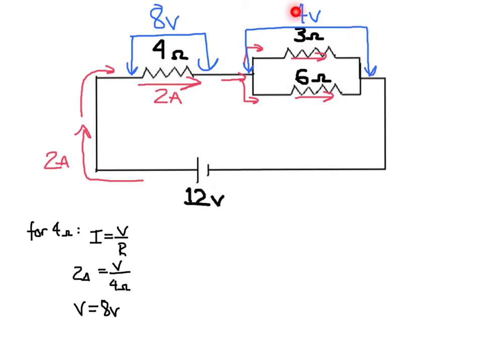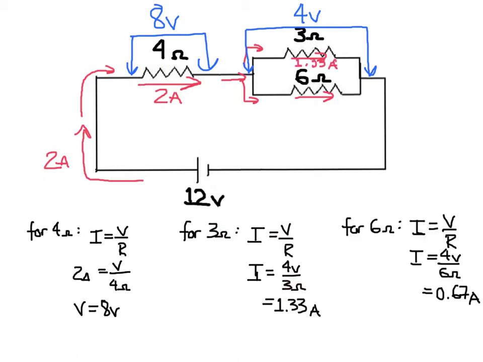So let's use that with the resistance values to determine the current through each resistor. For 3 ohms, using Ohm's law, we have 4 volts divided by 3 ohms, which gives us 4/3 of an amp or 1.33 amps. By further applying Ohm's law to the 6 ohm resistor, we get 4 volts over 6 ohms, which is 0.67 amps. Now if we look back at our diagram here, I've labeled 1.33 amps through the 3 ohm and 0.67 amps through the 6 ohm.